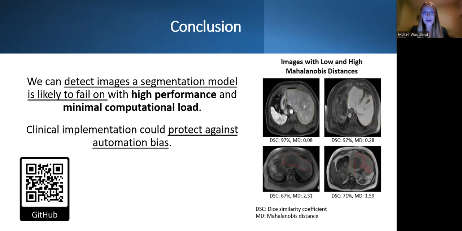In conclusion, our methods can be applied to any trained segmentation model to detect when the model is likely to fail on images. We found it to have high performance and to require minimal computational load.